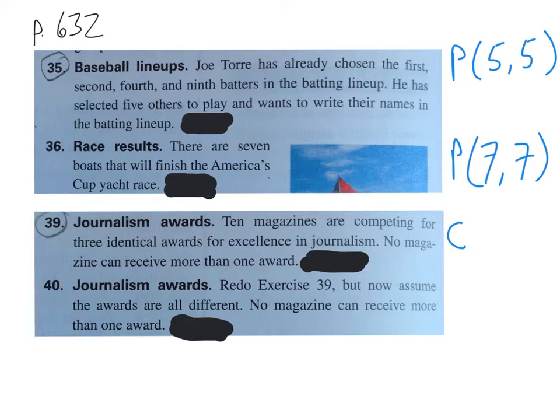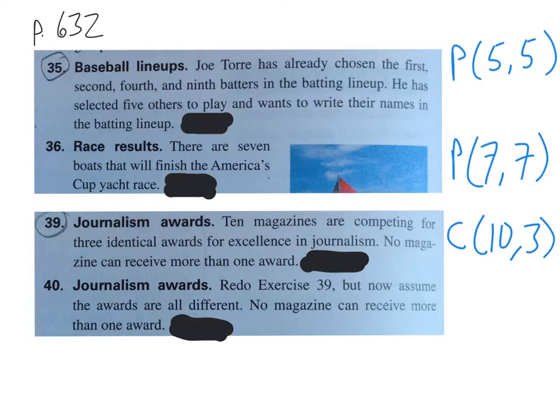It's going to be a combination. There are 10 magazines to choose from, and you are choosing 3 of them for these awards. So combination of 10 and 3 will give you all the different ways you can choose 3 magazines, out of the 10, to give them the same award.